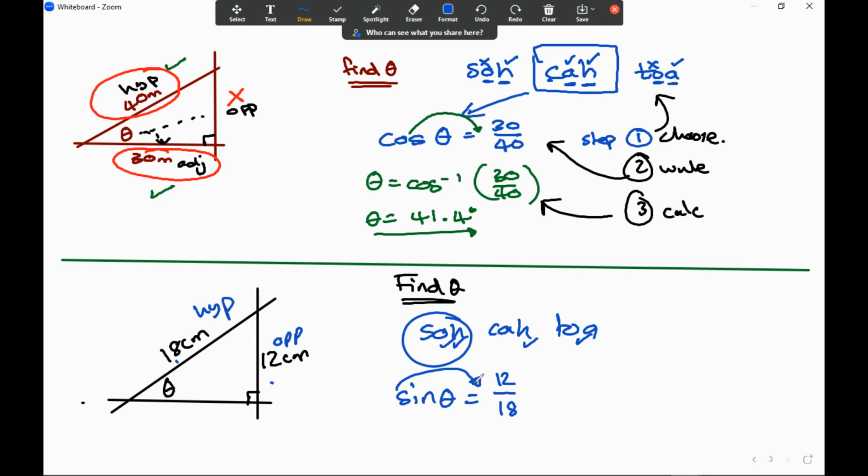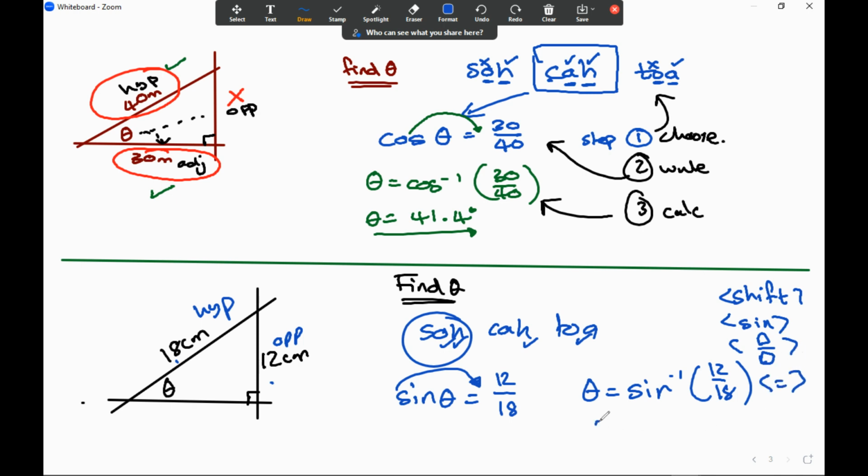Now take the sine across, and on your calculator, press shift, then press sine, then press the fraction button or put the fraction in, and then press equals. Shift sine, fraction button, 12 over 18 equals 41.8 degrees. Make sure your calculator is in degrees mode. It must have a little bit of a D at the top.